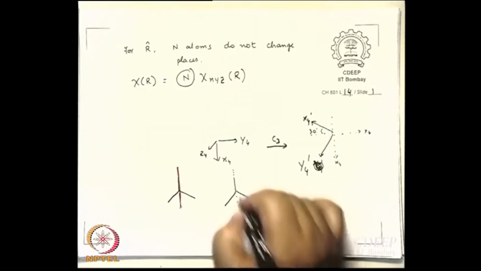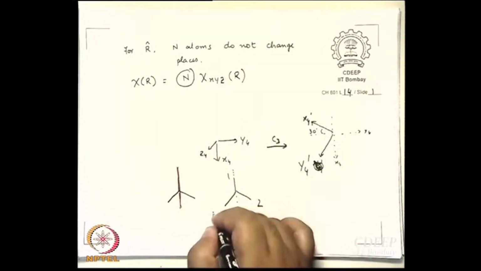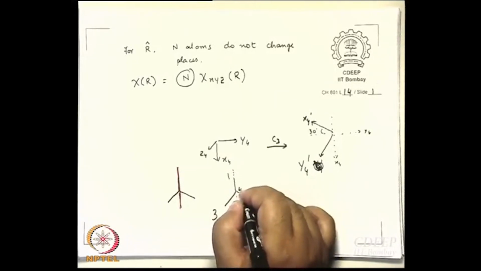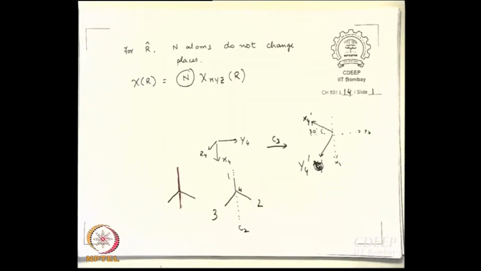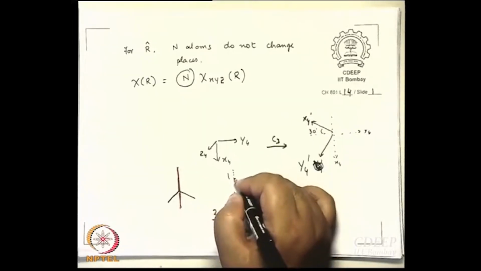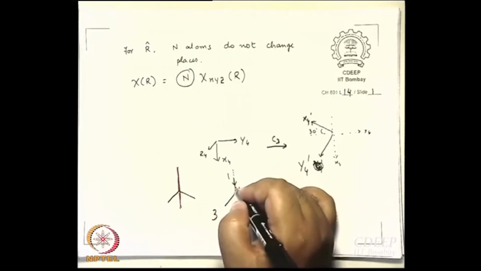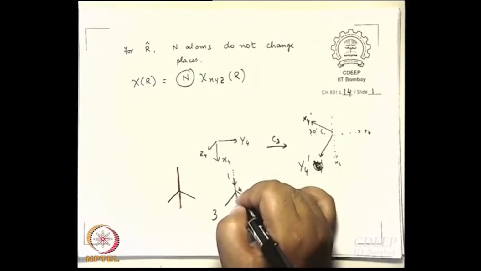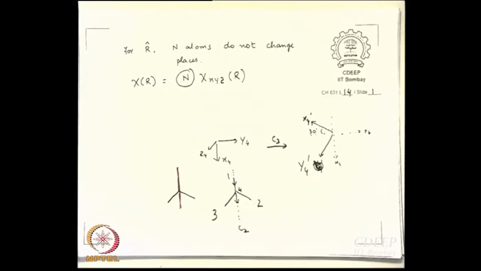This here is my C2 axis, 1, 2, 3 and this one of course is 4. If I apply C2, then what will happen? 2 and 3 interchange places, 1 and 4 do not interchange places, right. Now what happens to the vectors? Where is x for 1? This is x1. Where is x4? This is x4. Do they change? They do not change.